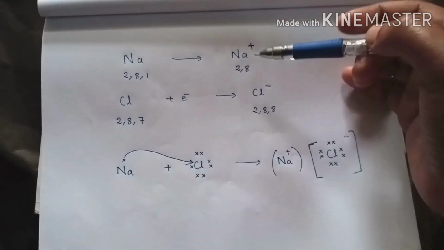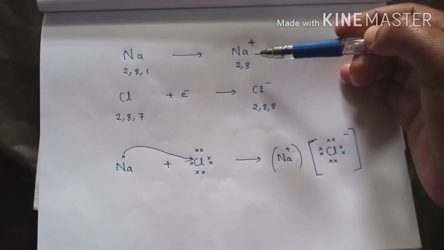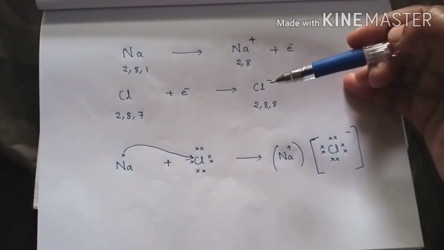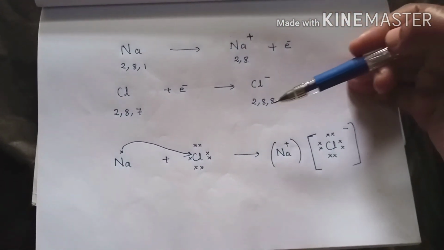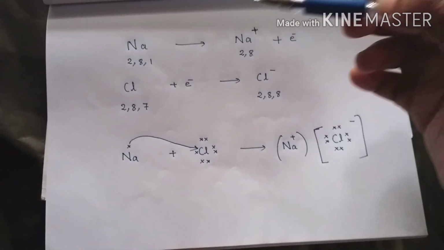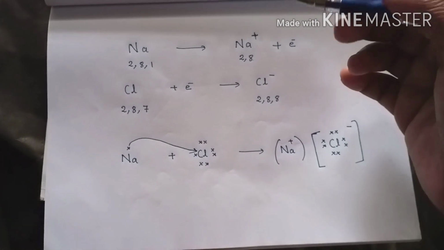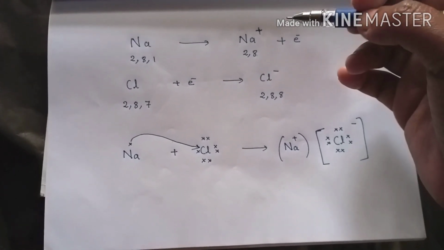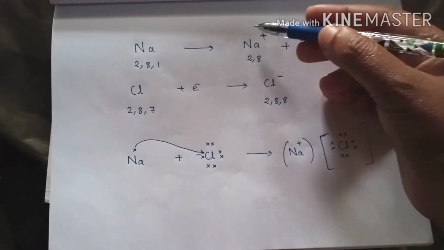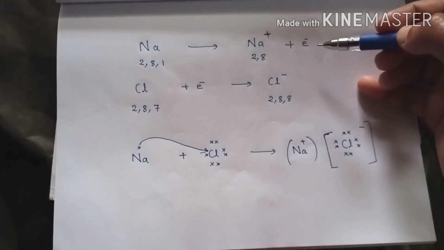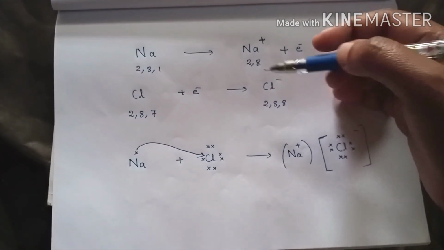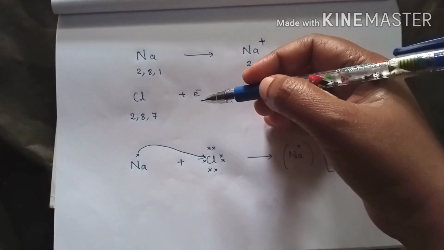Thus, sodium is converted to Na+ ion, that is positively charged ion, and chlorine is converted to Cl- ion, that is a negatively charged ion. Na+ ion is called sodium ion, whereas Cl- ion is called chloride ion. The sodium is converted to a positively charged ion Na+ after losing one electron, and chlorine is converted to Cl- ion after gaining one electron.